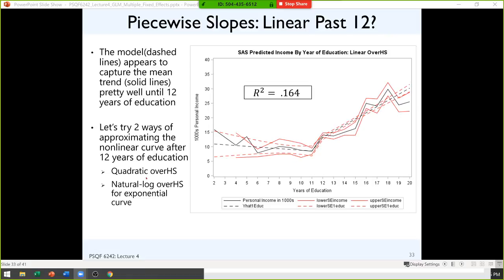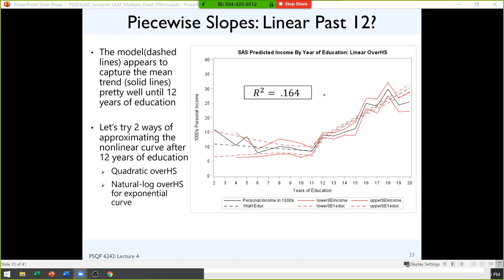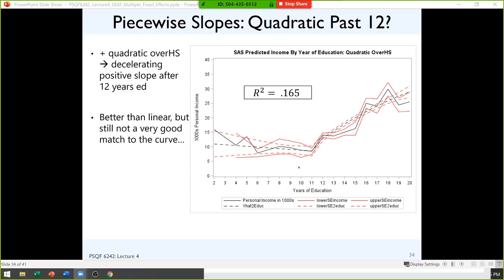So I thought, well, I'm going to try two tricks that I know, and I'm going to take this last slope here, and I'm going to add another model in which I add a quadratic effect. So it would be over high school times over high school as a fourth slope. And here's what happens. Okay, watch carefully. There. Did you see it? All right. That's the straight line. That's the bendy line. It didn't help. It's still not a very good fit.